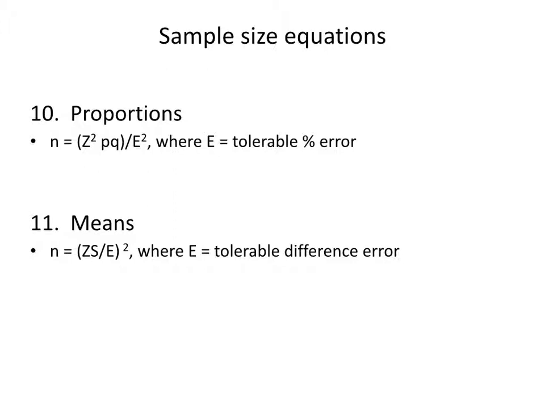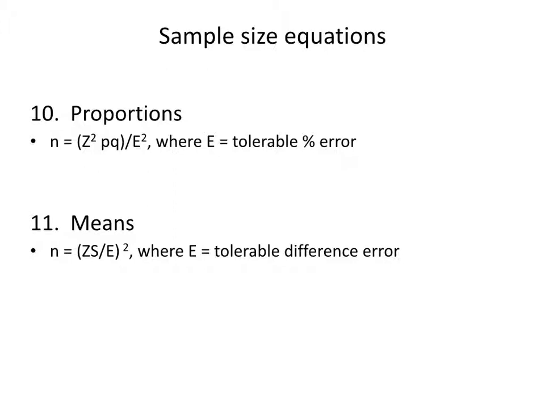Again, the PQ captures the population variance, and that E of 2% is our decision about how precise we want to be. So each of the three components comes into play in estimating sample size. And we'll go through some problems that illustrate these calculations momentarily.